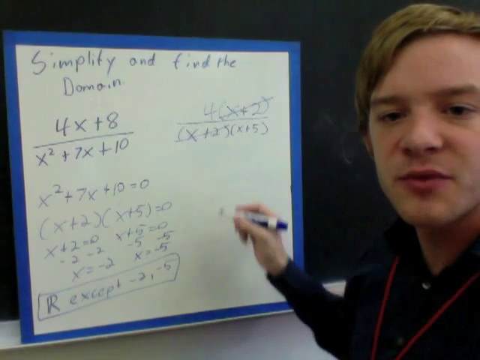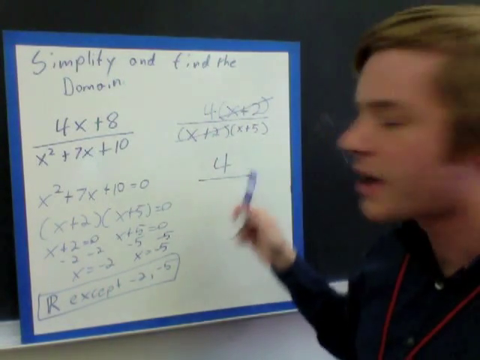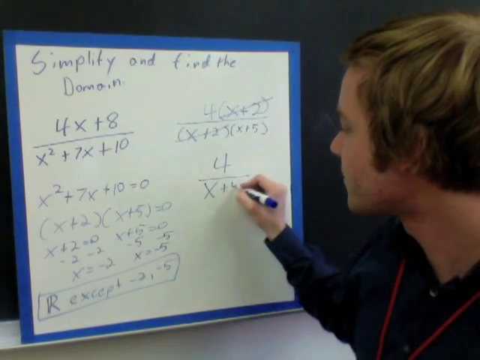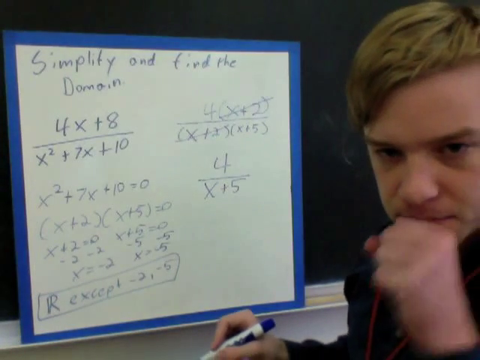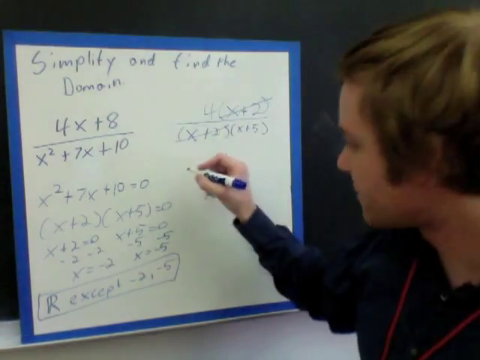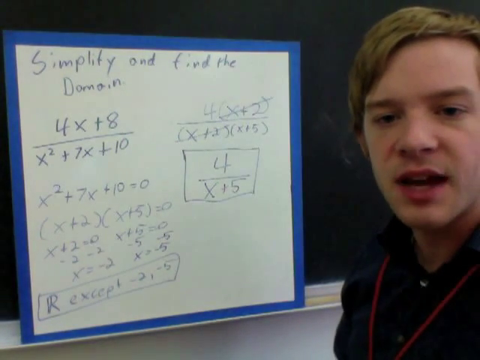Now, what I'm left with is simply 4 on the top and x plus 5 in the bottom. And this is my simplified expression right here. And that's our answer.